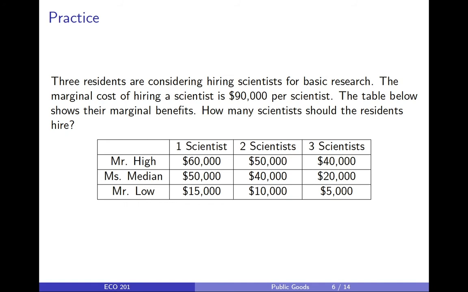Time to practice. For each of the practice problems, I suggest you pause the video to try as if we were in class and then proceed. 3 residents are considering hiring scientists for basic research. The marginal cost of hiring a scientist is $90,000 per scientist. The table below shows their marginal benefits. How many scientists should the residents hire?